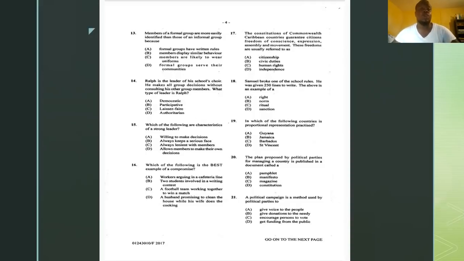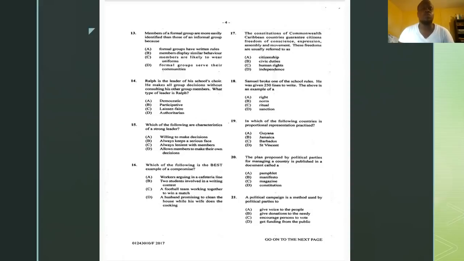Members are likely to wear uniforms. So when members have a uniform, you know exactly which formal group they are from. So for example, schools, you know the school based on the uniform. You know that it is cadet because of the uniform. Understand that? Very good.